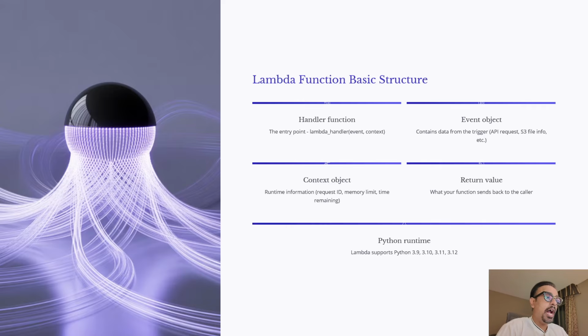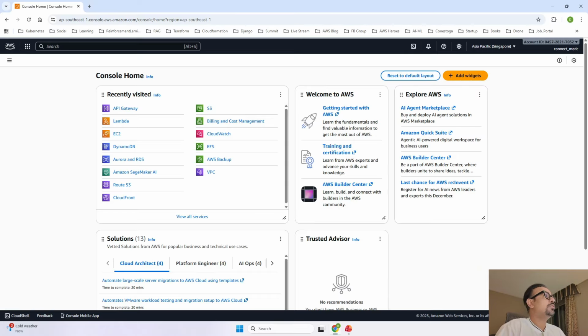Now let's look at the basic structure of AWS Lambda, how it actually works behind the scenes. These are the basic structures: the Lambda handler function, the event object, that is the triggers, the context object, that is the runtime, the return value, and the Python runtime that Lambda supports. Now, instead of showing you this from the PPT itself, let's keep it in a mixed mode where I can show you on the console too.